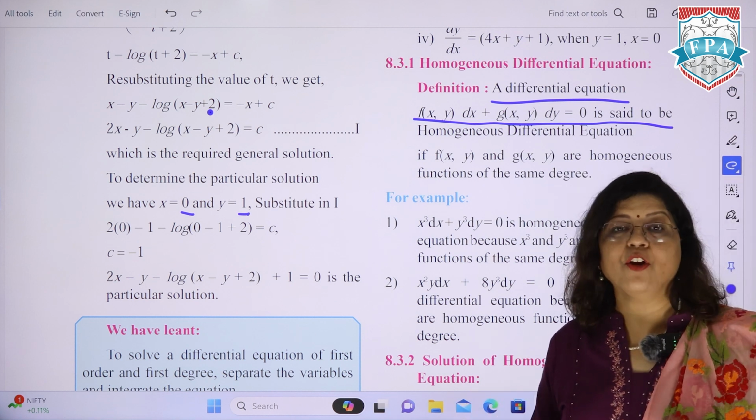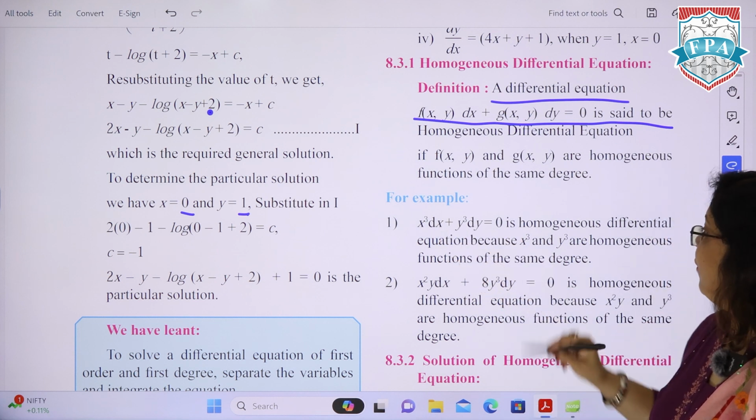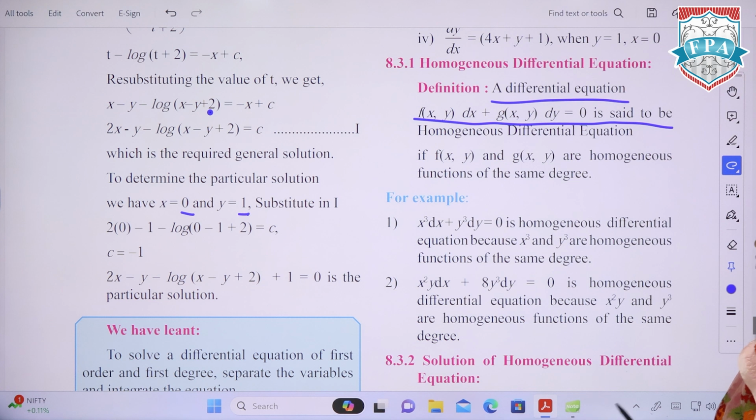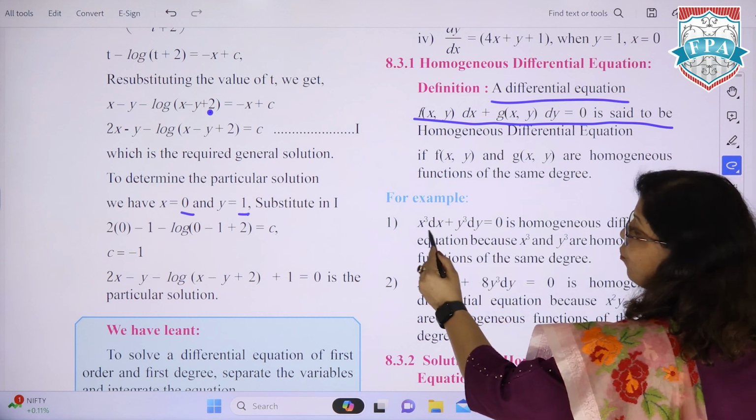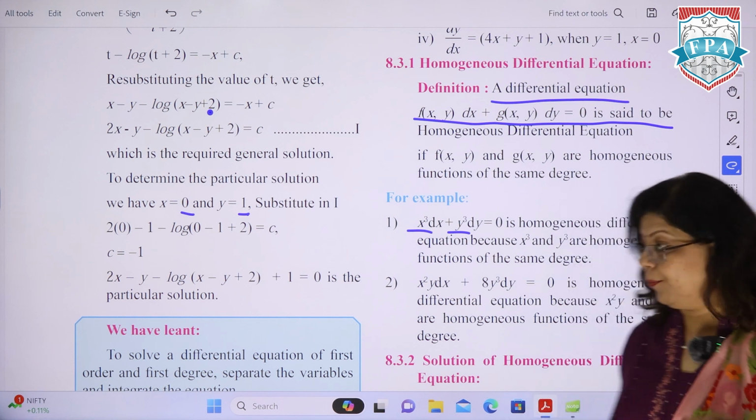Okay, or you can say degree of each term, like x cube dx plus y cube dy is a homogeneous equation because x cube and y cube both are having the same degree 3.